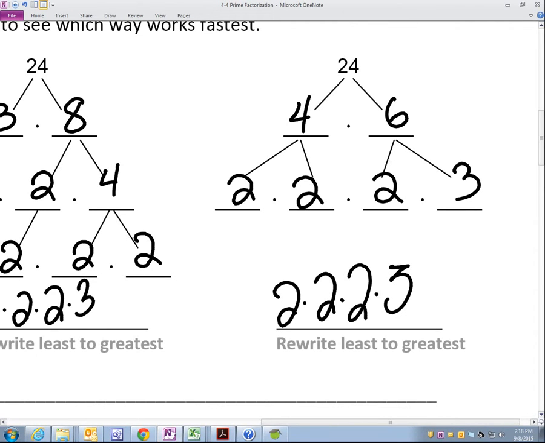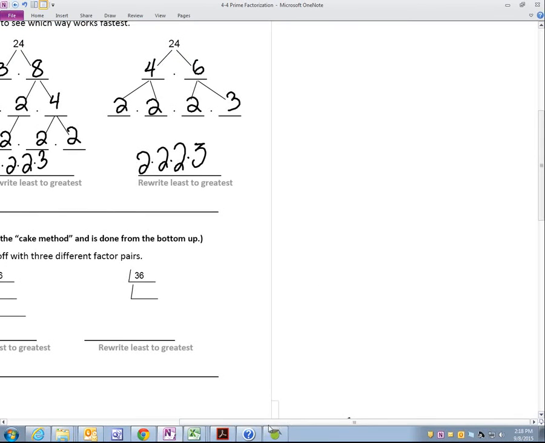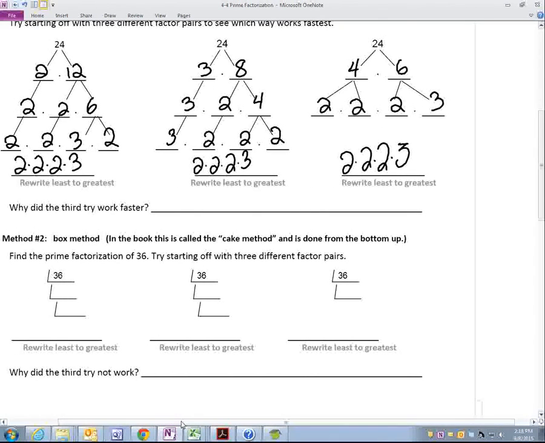Lead by example. Now, for the second one that we have there, it says, why did the third try work faster? It's because we use larger factors. We used composite factors.